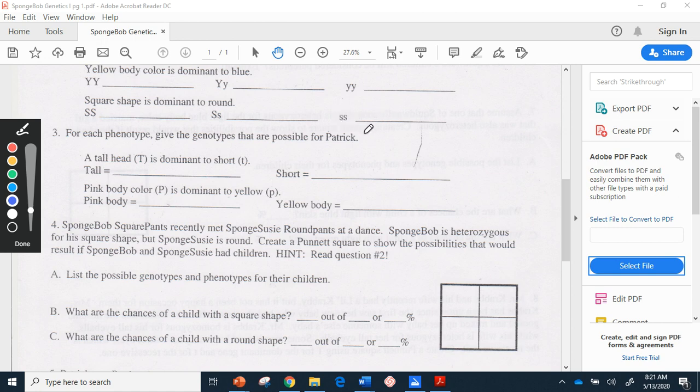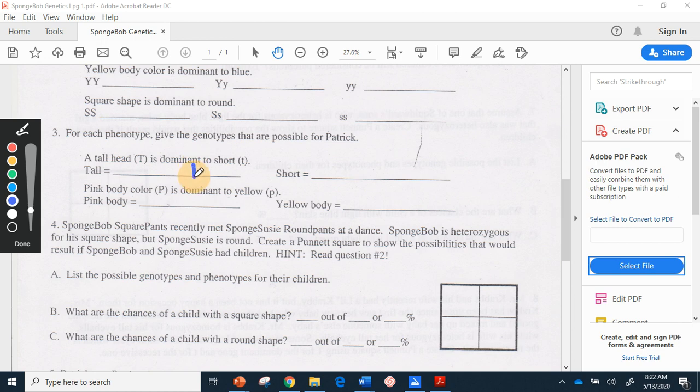All right, so number 3, for each phenotype, give the genotypes that are possible for Patrick. In some cases, there are two possible genotypes. So here we have a tall head, represented by capital T, is dominant to a short head, lowercase t. So what genotypes would give us a tall head? Hopefully you've identified capital T, capital T. Two dominant forms of the allele definitely going to give us a tall head, right?